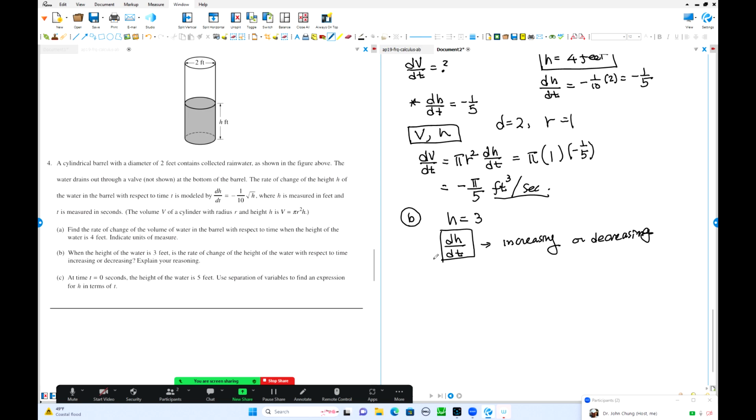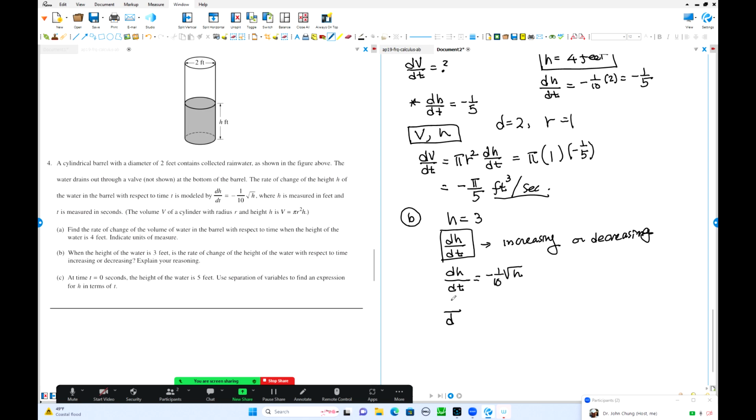So we're going to check the derivative of this one again. What is that? Second derivative actually, right? So the first derivative is given here: dh/dt equals negative 1 over 10 square root of h. We take the derivative one more time.